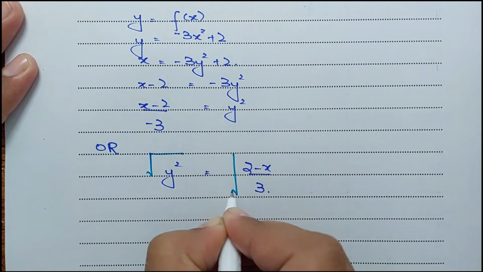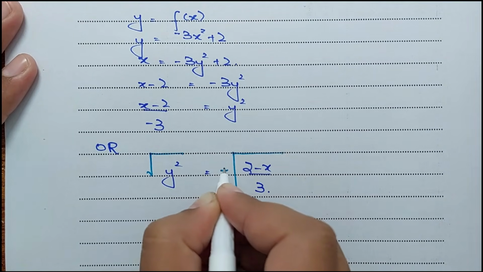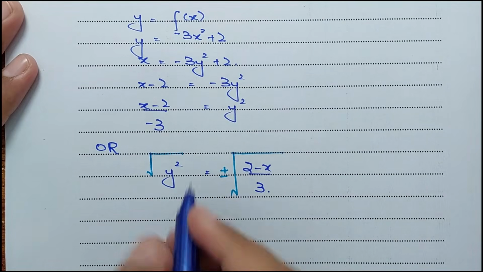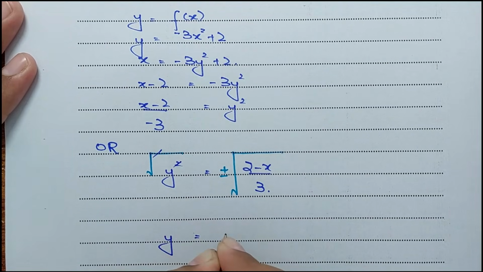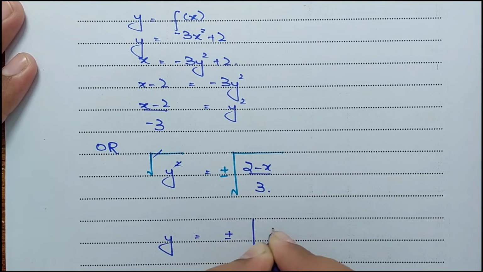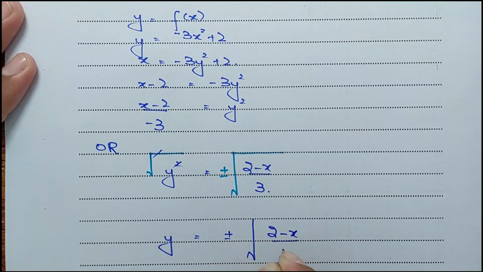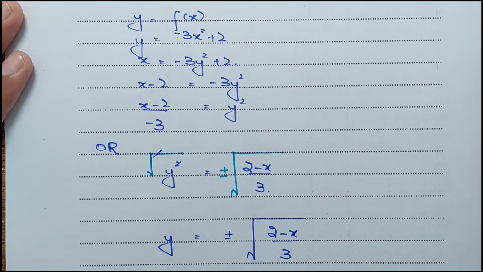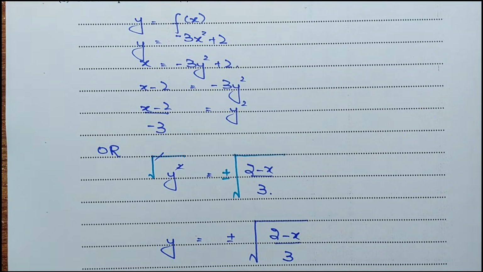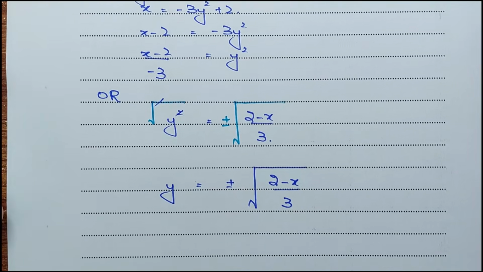And when we do squaring on both sides, the answer should be in plus and minus. Now this is cancelled out. So from here, the y value is plus minus square root of (2 minus x) over 3. Now this is your f inverse of x. Now we can fix what is my f inverse of x, right? It is positive or it's negative, right?